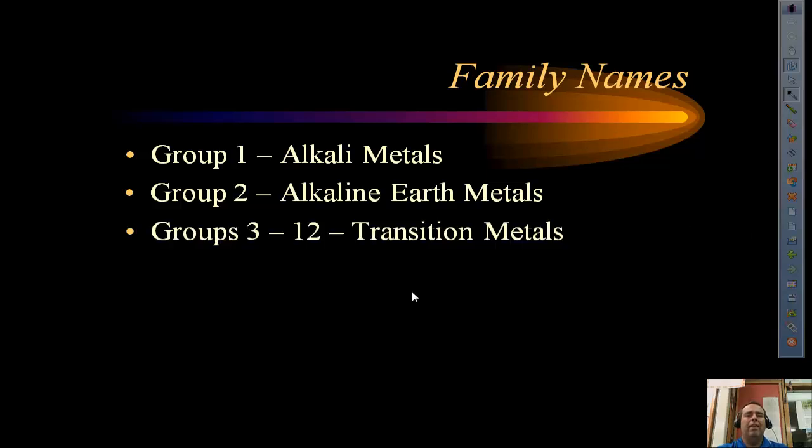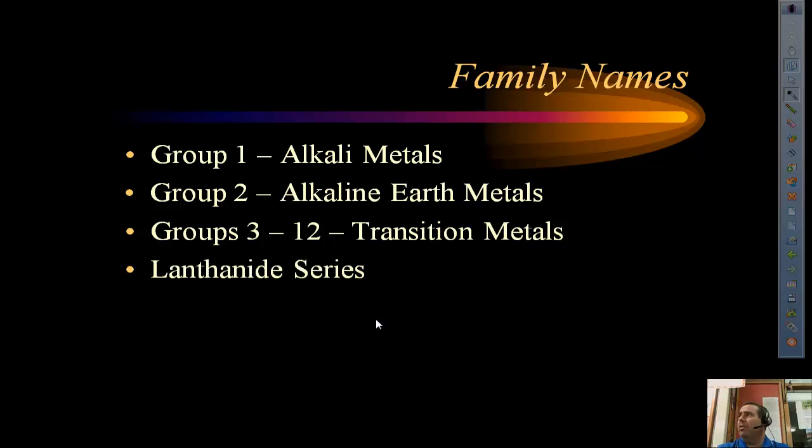Groups 3 through 12, that's that large middle portion of the periodic table that I told you we were going to ignore when we were doing electron dot diagrams. So groups 3 through 12, those are going to be your transition metals. I want you to think about that word transition. That word transition, when you think of speech, means that you're moving from one thing to another thing. And that's really what we're going to be doing here. We're going to be moving from the metals and we're transitioning to another category of elements.